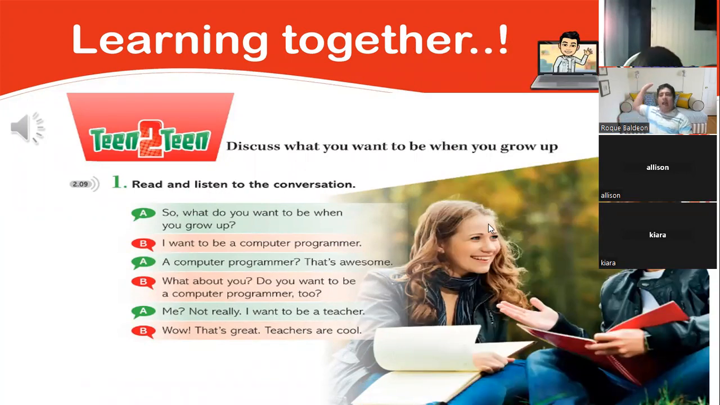Light, camera, action. Come on, Luana. So, what do you want to be when you grow up? Excellent, when you grow up. Come on, Kiarita. I want to be a computer programmer. Programmer, cute also. That's awesome. Good, awesome. Come on, let's continue.